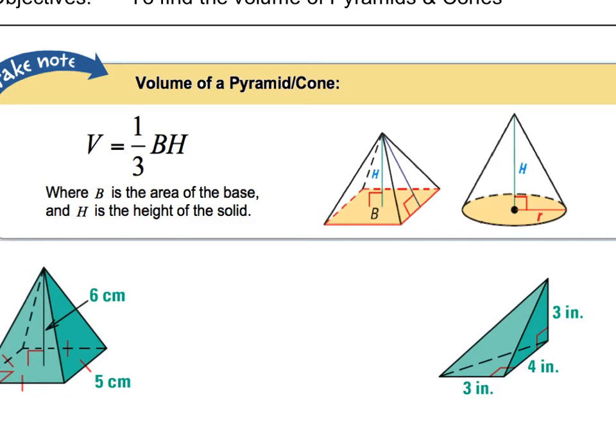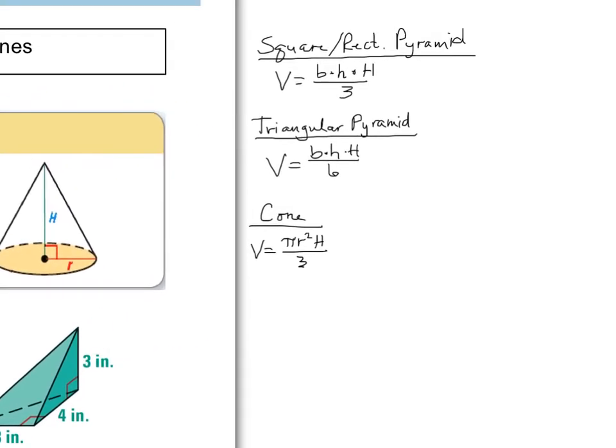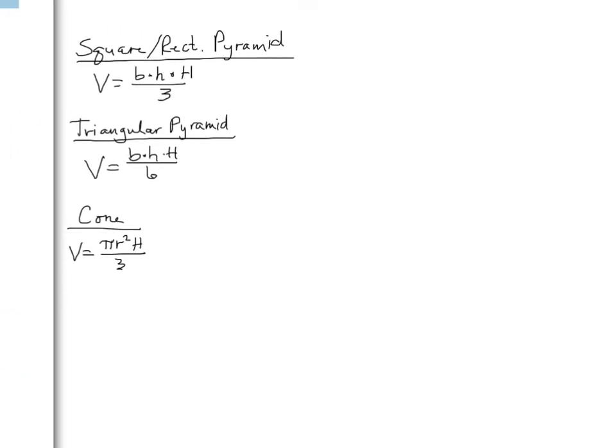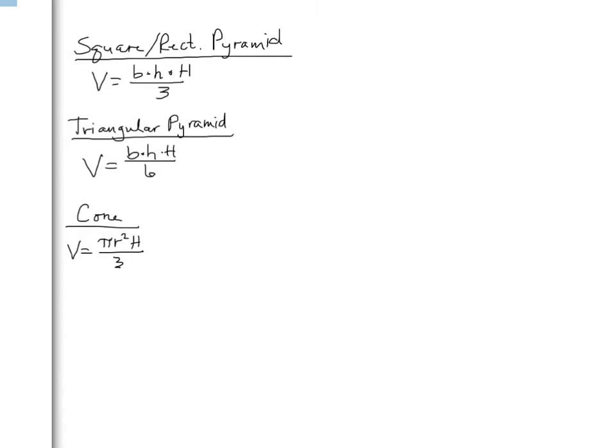One thing you're going to want to make sure you write down in your formula sheet are these 3 formulas: the square rectangular pyramid, the triangular pyramid, and the cone. These are the formulas for the 3 shapes. And you'll notice that the triangular pyramid is divided by 6. There's a reason why, and I'm going to explain that.